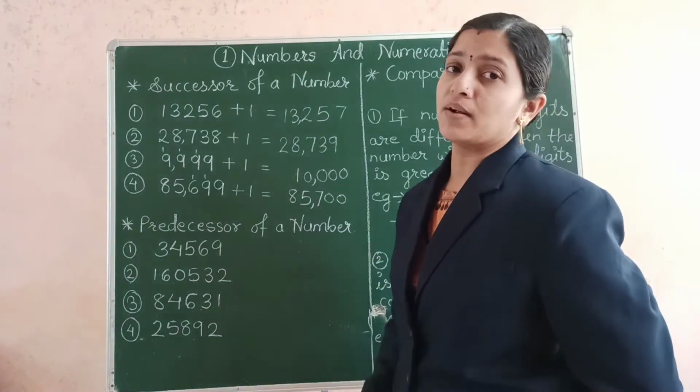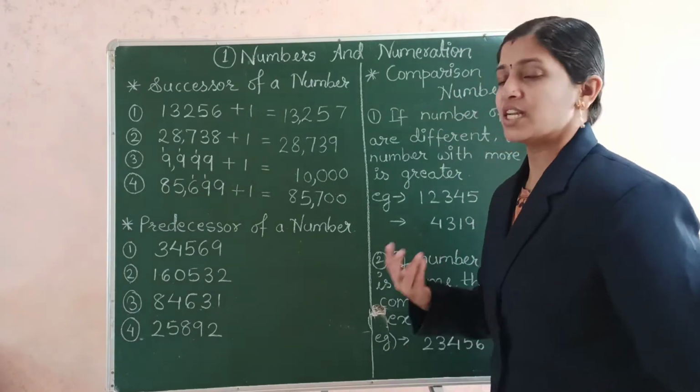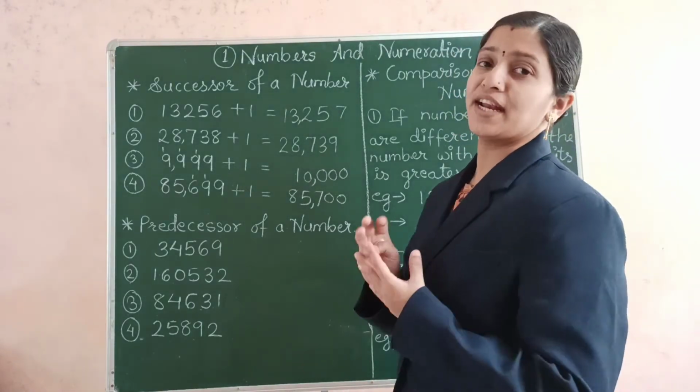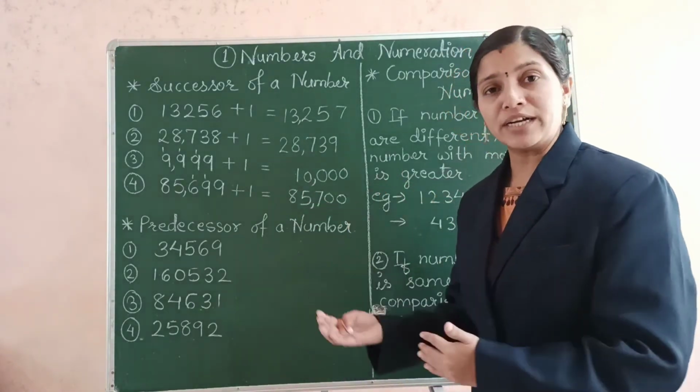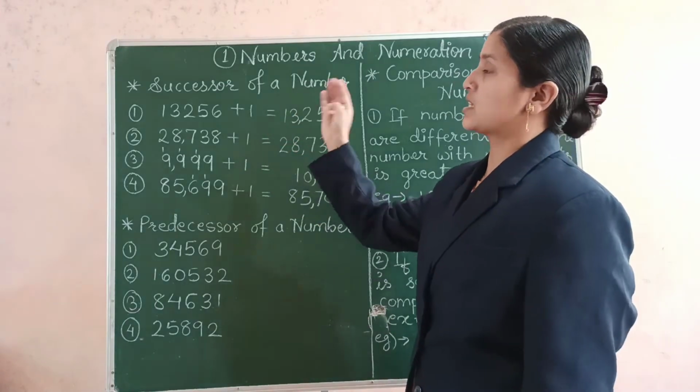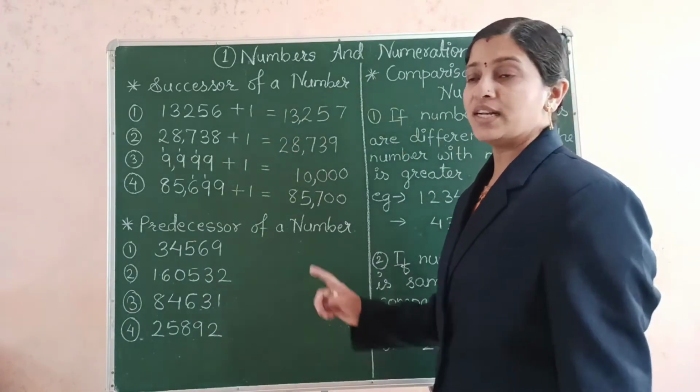Any given number, it may be 2 digit, 3 digit, single digit, 4 digit, 5 digit, any number. If you add 1 to that number, you will get the successor of that given number.